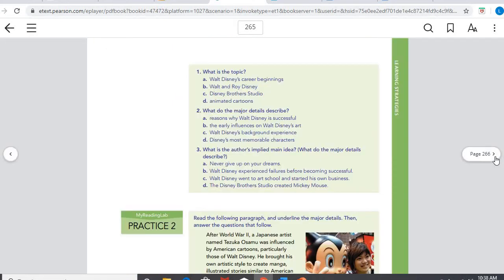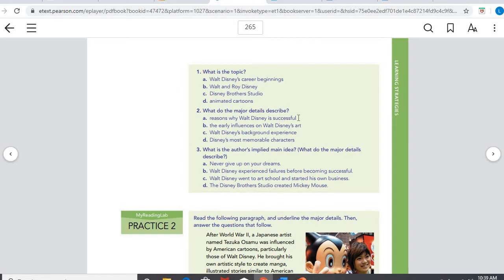So if we look at the questions that go along with this, what is the topic of this particular paragraph? And again, this is where I encourage you to maybe pause in between me asking this question so you can answer on your own to get practice, and then resume and I'll be going over the answers. So hopefully the topic you can pick on, we know has something to do with Walt Disney, but specifically A, the beginnings. It's talking about the steps he took to get where we know now when he was eventually successful. What do the major details describe?